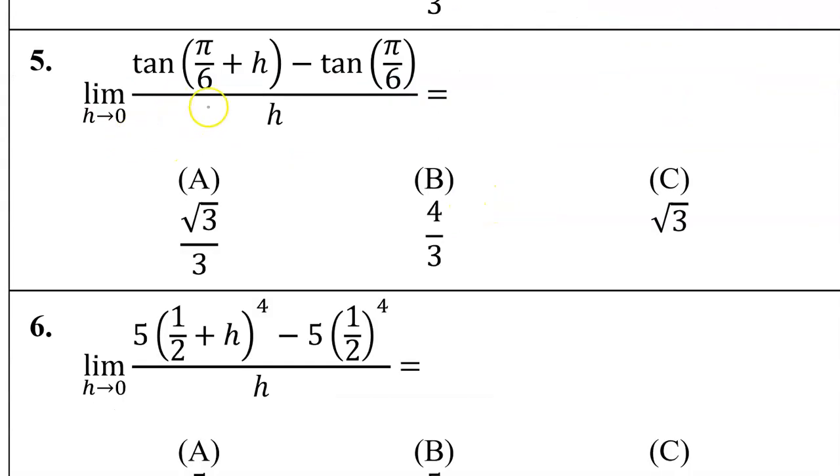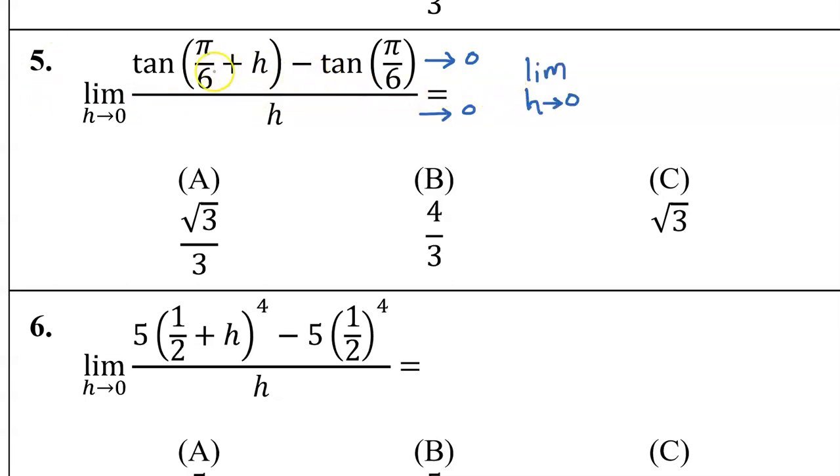For number 5, we need to evaluate the limit of this expression as h approaches 0. But if we do direct substitution, if we put 0 in for h, then this is really just tangent of pi over 6. So we have tangent of pi over 6 minus tangent of pi over 6, which is 0. So the numerator is approaching 0. Obviously, if we let h be 0, then the denominator is also approaching 0. This means we can find the limit using L'Hopital's rule.